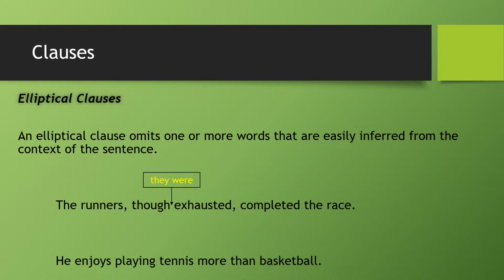He enjoys playing tennis more than basketball. So again, we have an elliptical clause. He enjoys playing tennis more than he enjoys basketball. So the words "he enjoys" are omitted from this phrase, and the sentence still makes complete sense even though those words are inferred in this context.